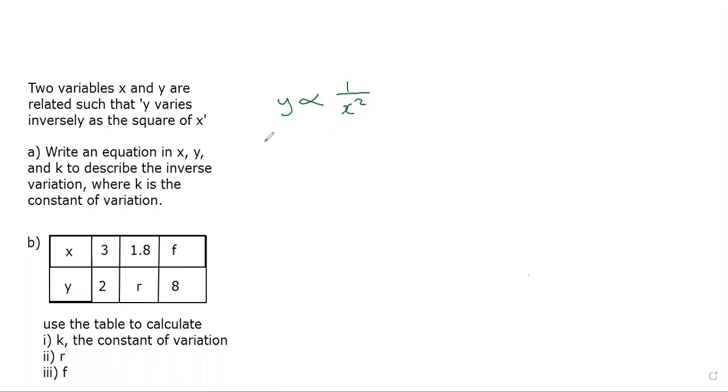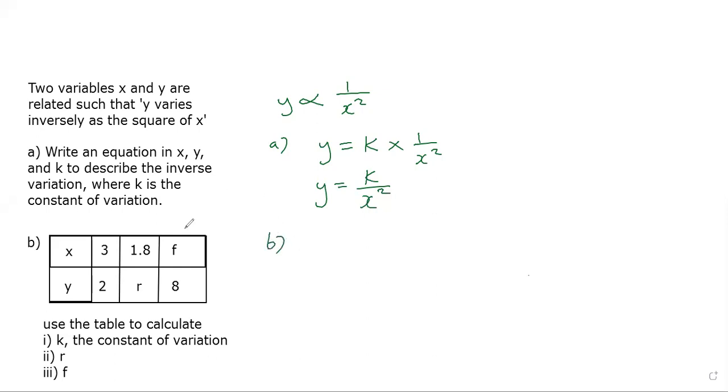Part A says to write an equation in x, y, and k to describe the inverse variation, where k is the constant of variation. So y would be equal to k multiplied by 1 over x squared, which is k over x squared. That's the answer for part A.